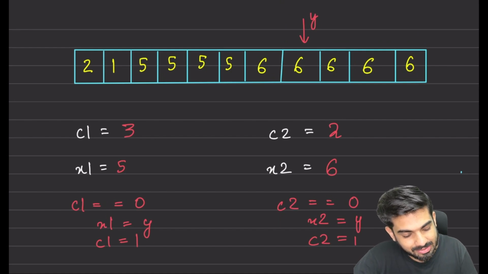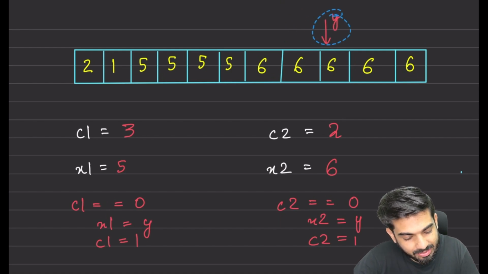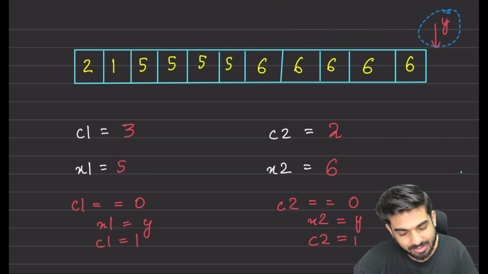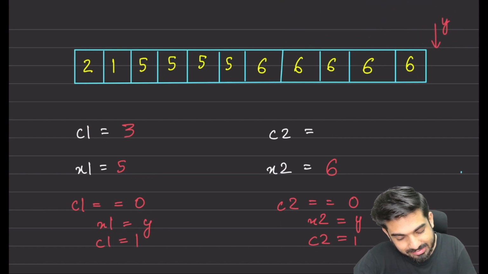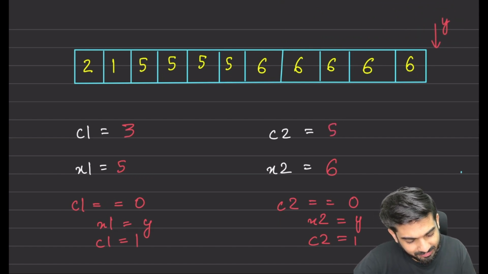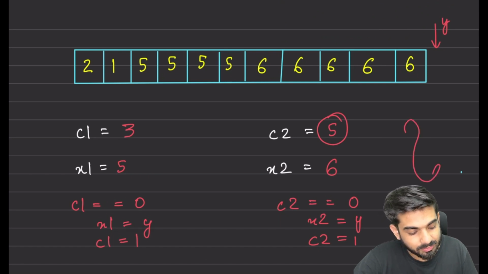Now again we will be going to the next element. Again this frequency will increase and this process will continue. You will see that once we end the array, C2 is present 5 times. Correct? So you can see we got two elements here. We got one element x1 as 5 and we got x2 as 6.